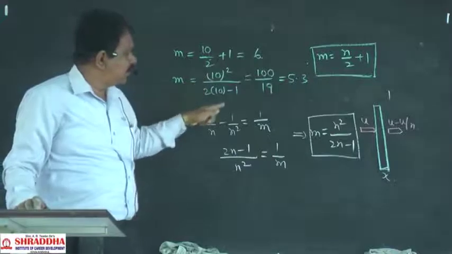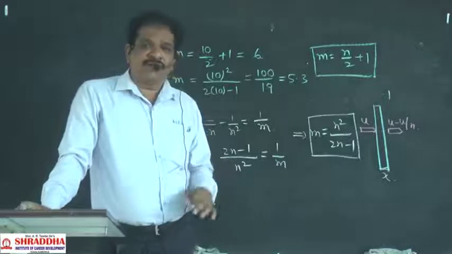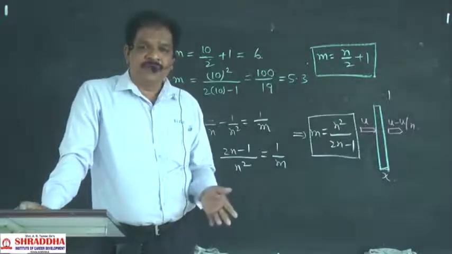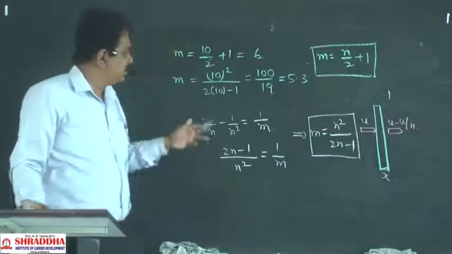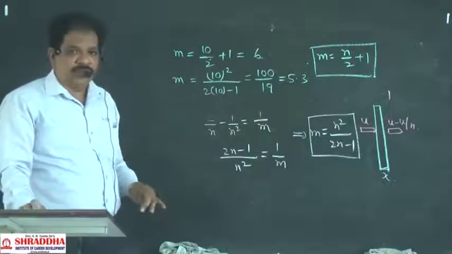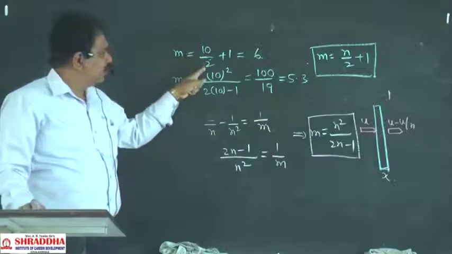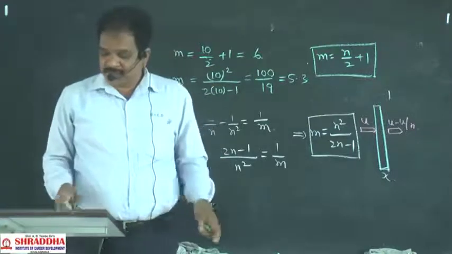So a bullet loses 1 by 10 of its velocity after traveling through a plank. How many such planks are required to completely stop the bullet? Either we can use the formula n square by 2n minus 1 or you can use n by 2 plus 1. Any formula we can use here.